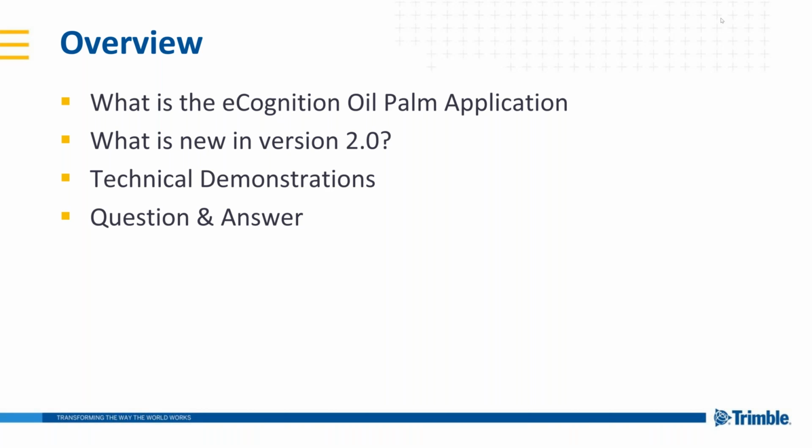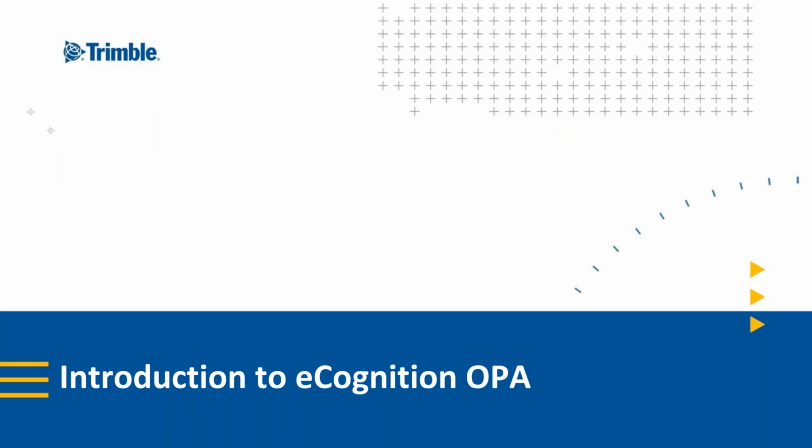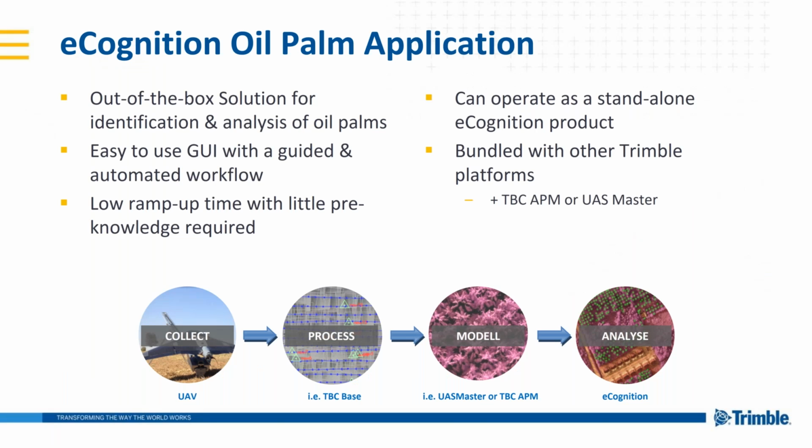Okay, so let's get into the webinar now. And we'll first talk about what is the eCognition oil palm app, or as we abbreviate it, OPA. First of all, the eCognition oil palm application is an out-of-the-box solution really designed for the identification and analysis of oil palms, as the name implies.